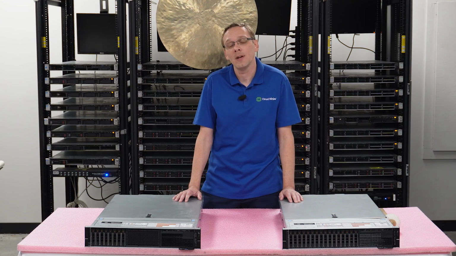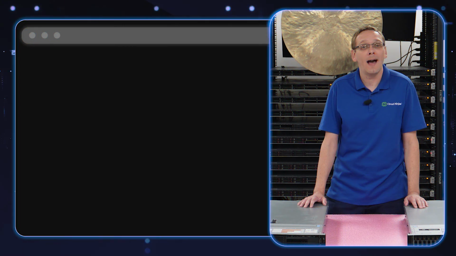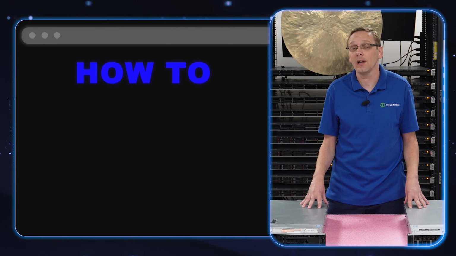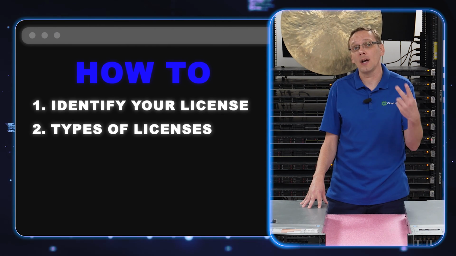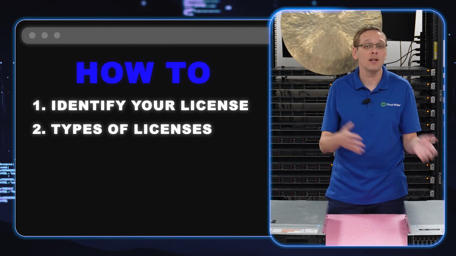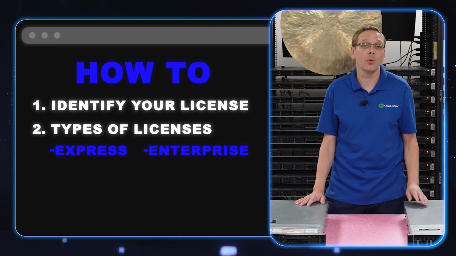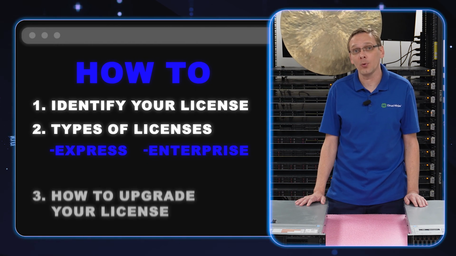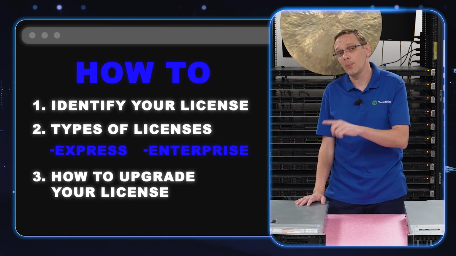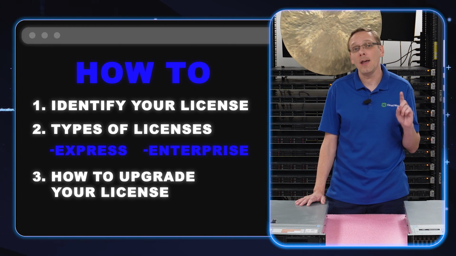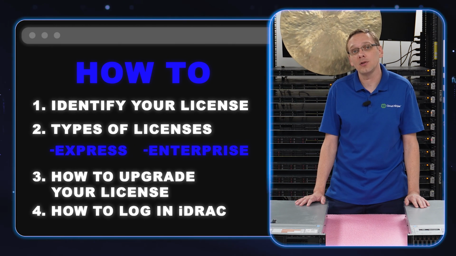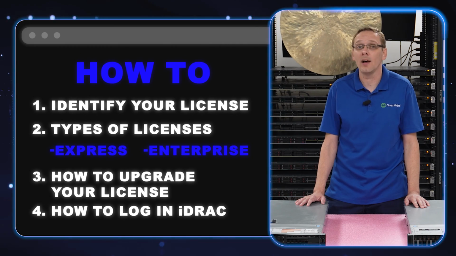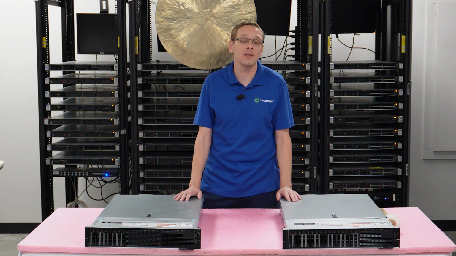So what we're going to do in this video is show you how to identify what type of license you have. We're going to show you the two types of licenses there are, which are Express and Enterprise, and Enterprise is really what you want. We're going to show you how to upgrade from Express to Enterprise if you do have Express, and then at the end we're going to show you how to log into the iDRAC remote interface. So there's going to be a lot going on in this video, so let's hop in.